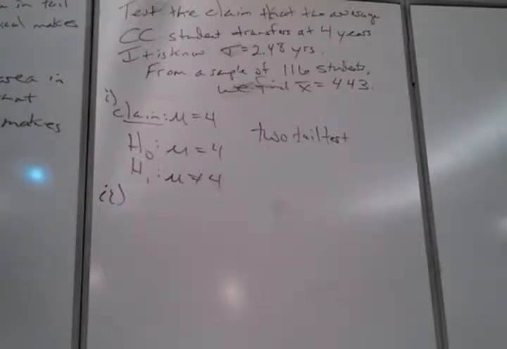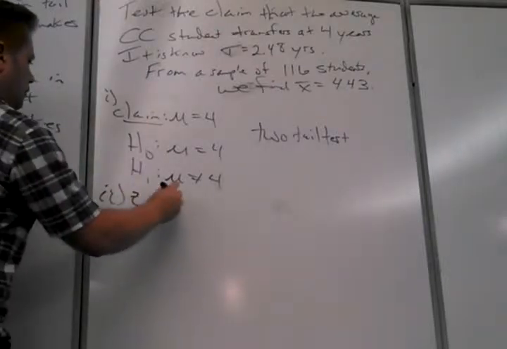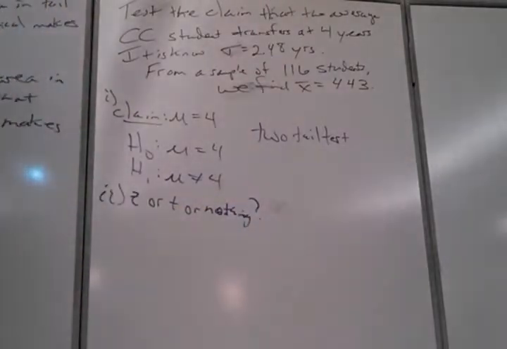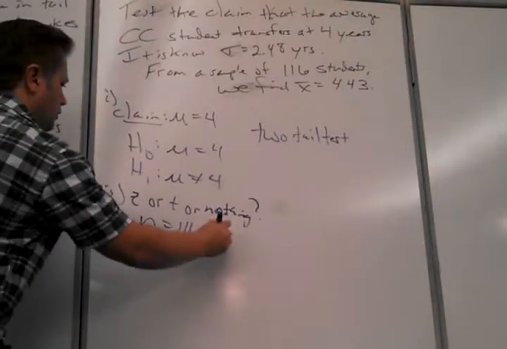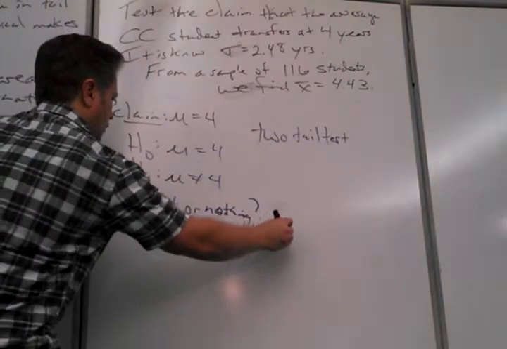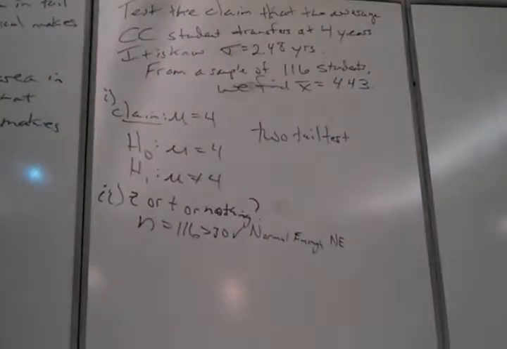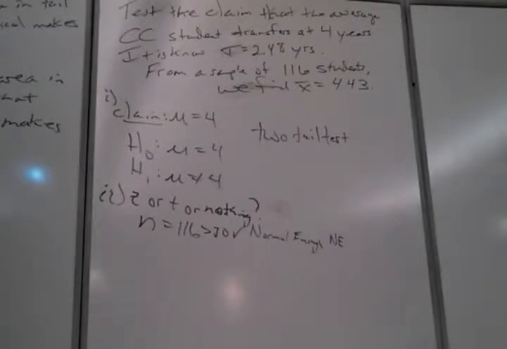So what's step 2 again? Yeah, Z or T or nothing. So what's the key here? Two things you got to tell me on this one for a mean. One thing is, why can we do anything at all? I didn't say it was normal. Yeah, so n is 116, which is more than 30. It's normal enough. Then it tells me I can do something.